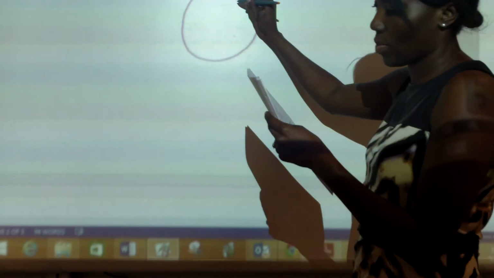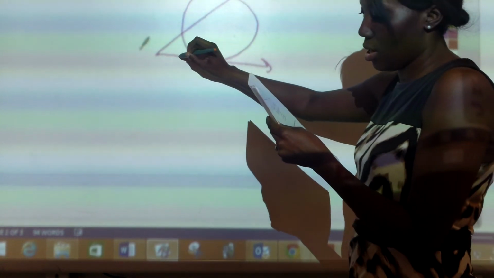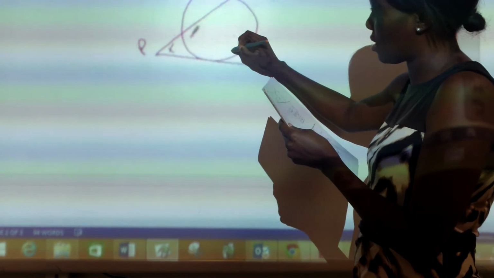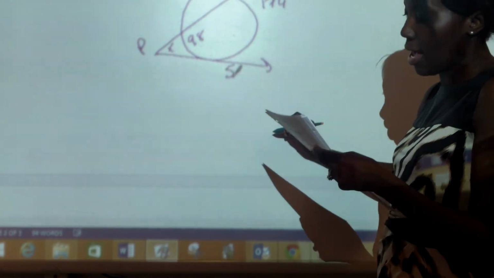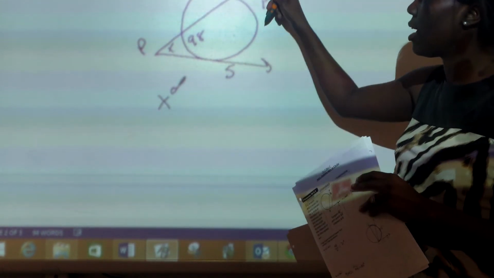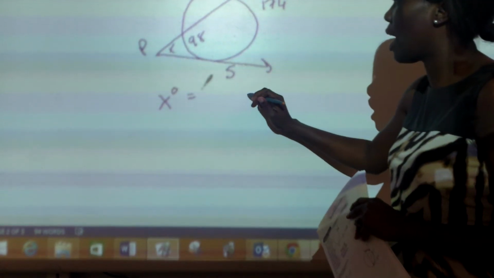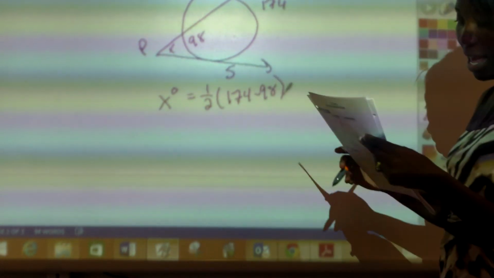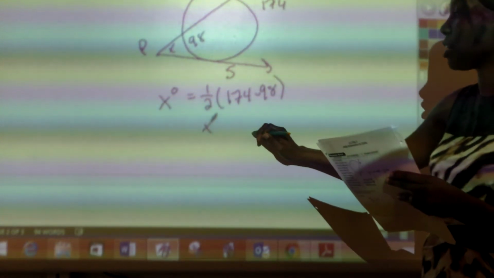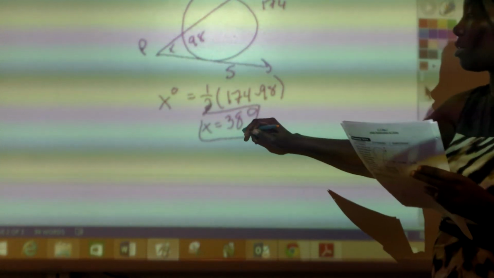Example 3, using tangents and secants. So you have a circle, and this one shows a secant and a tangent. This is P, X, 98, 174, R, and S. And it wants us to find angle S. Here, remember, it's big arc minus the small arc. So we have half of 174 minus 98. And when you take half of that, the answer ends up equaling X equals 38 degrees.